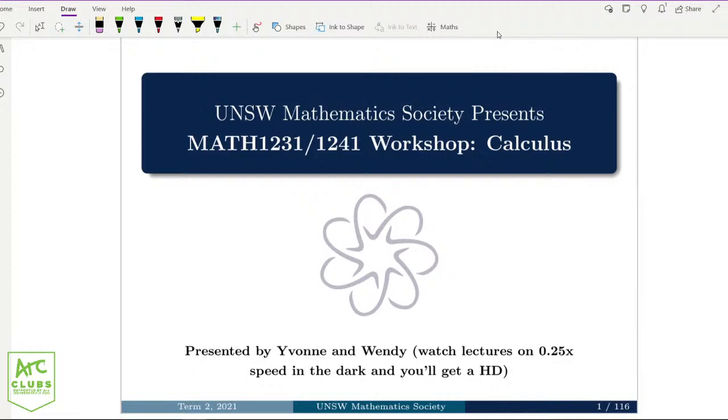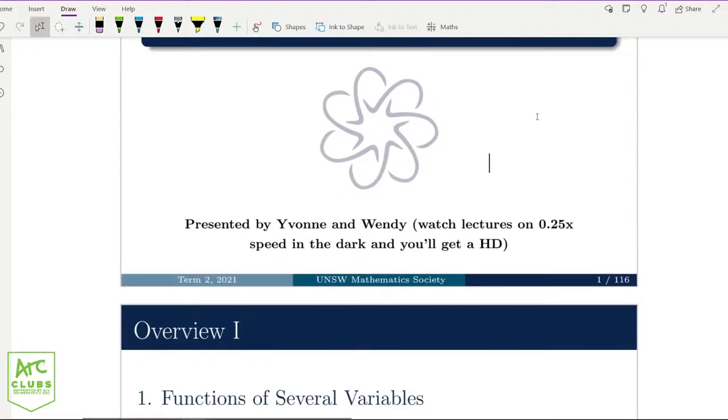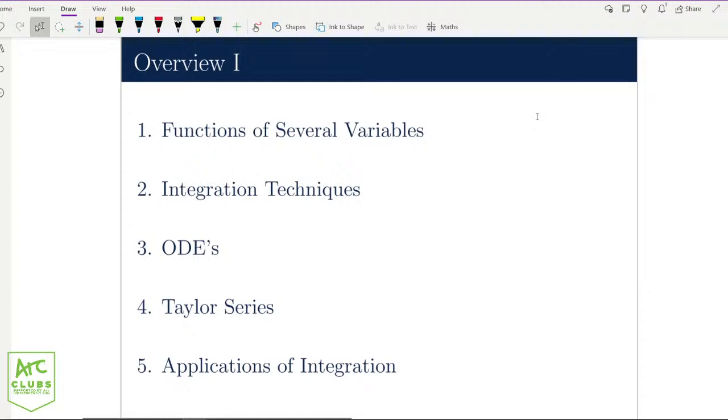This is presented by the UNSW Maths Society, and here we have a list of the topics that we will be going through today. For the first half of today's lecture, the first hour, we will be having a look at the first three topics. Then we will have a short break, after which another presenter named Wendy will go through the last two topics with you, which are Taylor series, as well as the applications of integration.